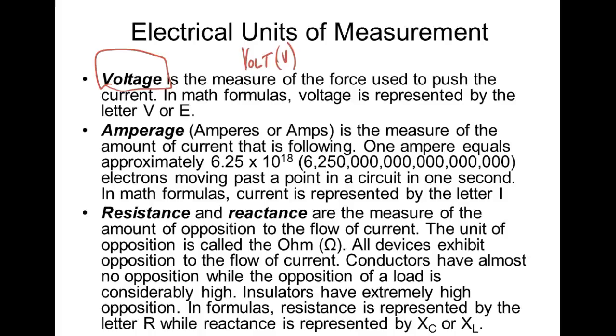Amperage, most people call this amps, is the measure of the amount of current that is flowing, and it is the speed, by the way. So with amperage you're getting an indication of the speed. When we look at our car, it's rated in miles per hour, right? Well, in current flow, we're talking about electrons per second. So 1 ampere is equal to 6.25, and that's rounded, times 10 to the 18th electrons moving past a point in a circuit in 1 second. In math formulas, current is represented by the letter I.